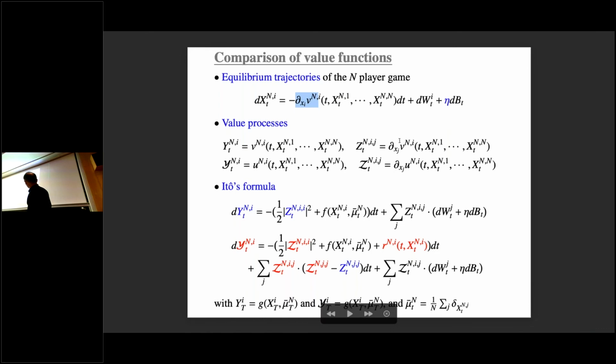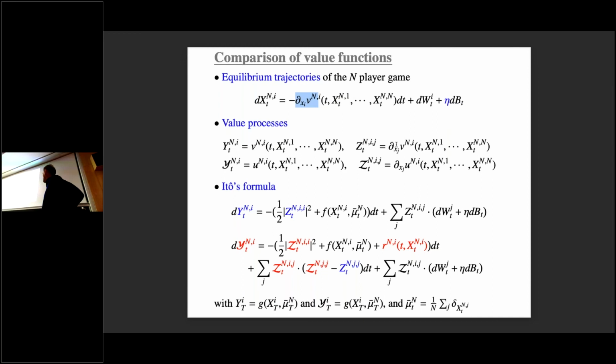Okay, so you do the same for the strategies, and this is painful because you see that you need two indices, I and J. I is for the index of the player in the values, and J is for the label of the derivative that you take when you take a derivative. You will see exactly why we need this straight Z and calligraphic Z.